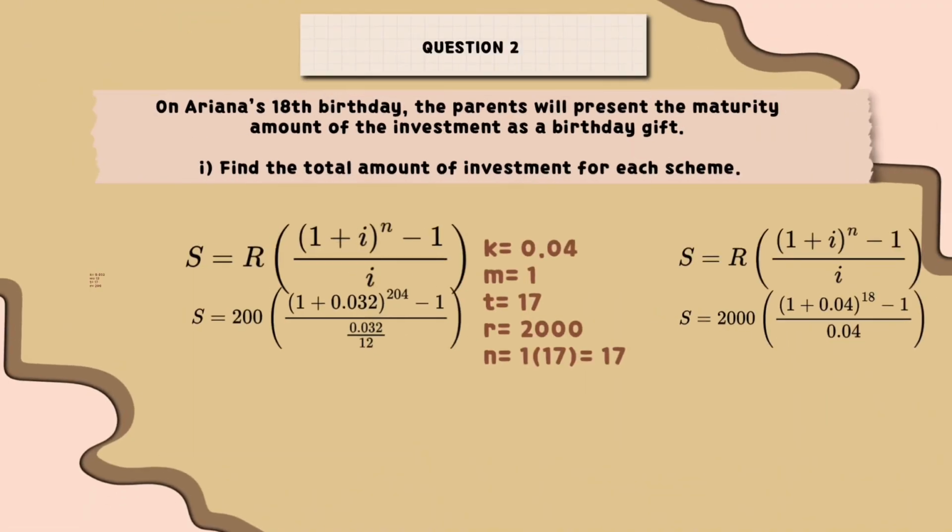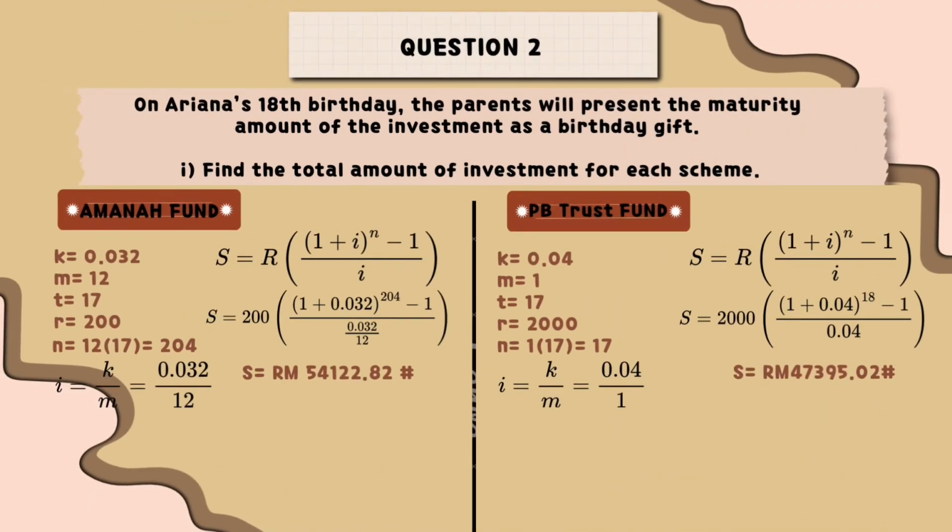Question 2, 1 Roman. Find the total amount of investment for each scheme. So we have 2, Amanah Fund and PB Trust Fund. The first step is you must collect the information of our keywords from the question. Secondly, you just list the formula or information that you know based on the question. On this question, we use formula S equal to R bracket 1 plus I bracket power N minus 1 per I. S is the future value that we don't know, so we must find the future value.